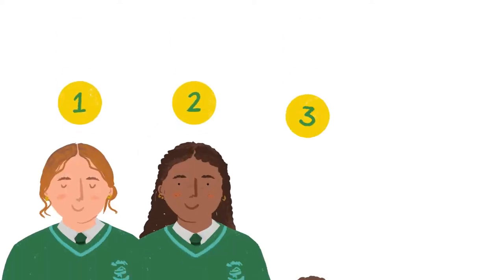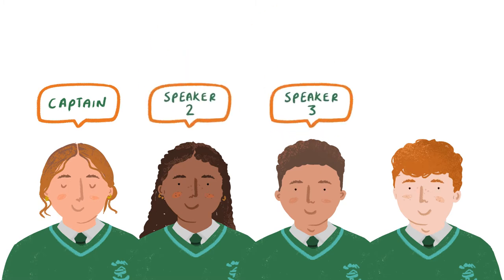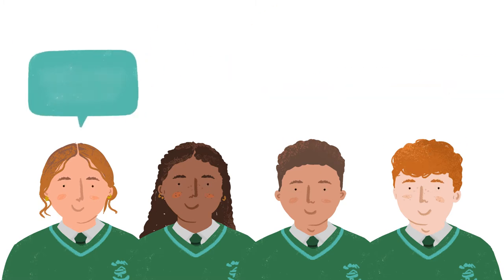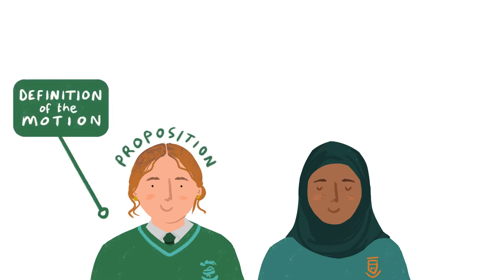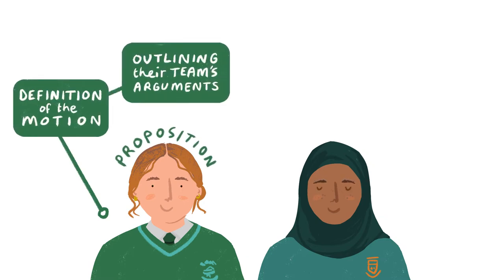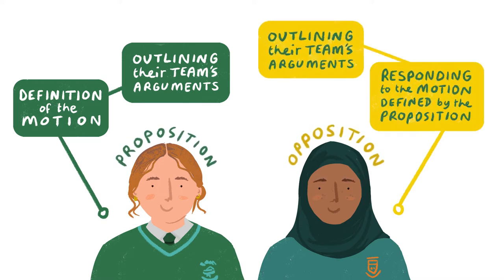Each Concerned Debates team will have 4 members: Captain, Speaker 2, Speaker 3 and Speaker 4. The captain speaks twice with an opening and closing speech. The proposing captain is marked on their definition of the motion and outlining of the team's arguments. The captain of the opposing team is marked for responding to the motion defined by the proposition and outlining their team's arguments.